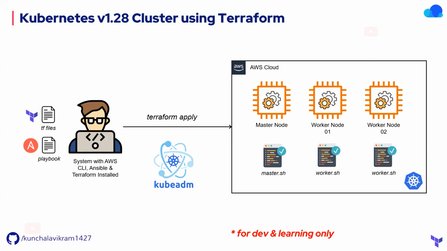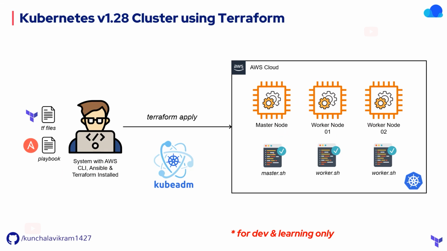We are going to provision a Kubernetes cluster of version 1.28 using Terraform. We will try to create multiple nodes. So we have a master node and we will use a couple of worker nodes. And we will have a machine with all the CLIs installed. And once we have all the configurations ready, we'll simply do terraform apply. So automatically the nodes and Kubernetes related components will be installed and the cluster will be bootstrapped.